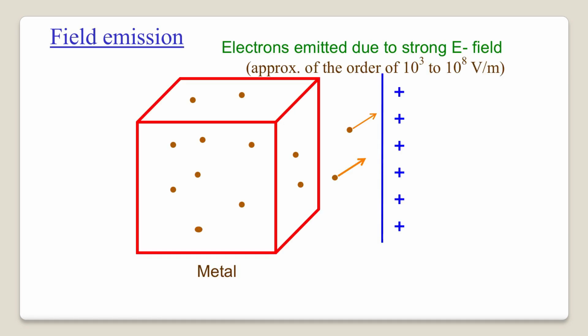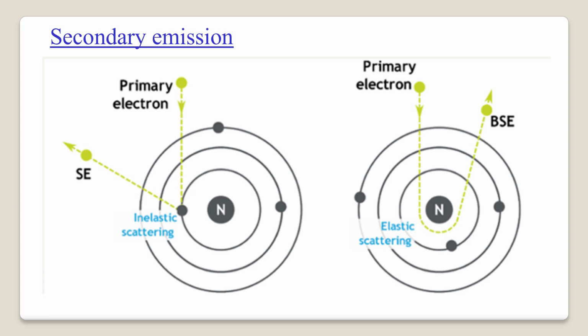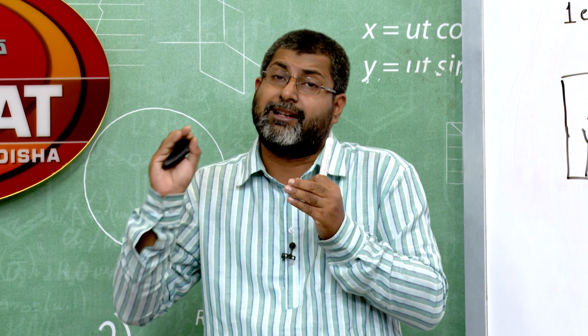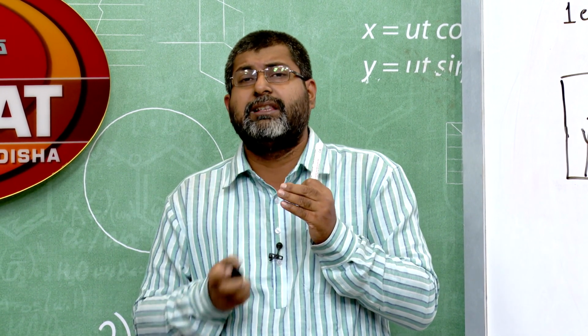In case of field emission, the emission of electron occurs due to application of a strong electric field. This strong electric field drags these electrons out of the metal surface. Then comes your secondary emission. What happens here? An energetic electron strikes the electron inside the metal atom, and it transfers some amount of energy to that electron, and if this energy is sufficient to overcome the surface barrier, this electron will come out of the metal surface. The ejected electron is called the secondary electron, and the electron that strikes, that causes this emission, is called the primary electron.